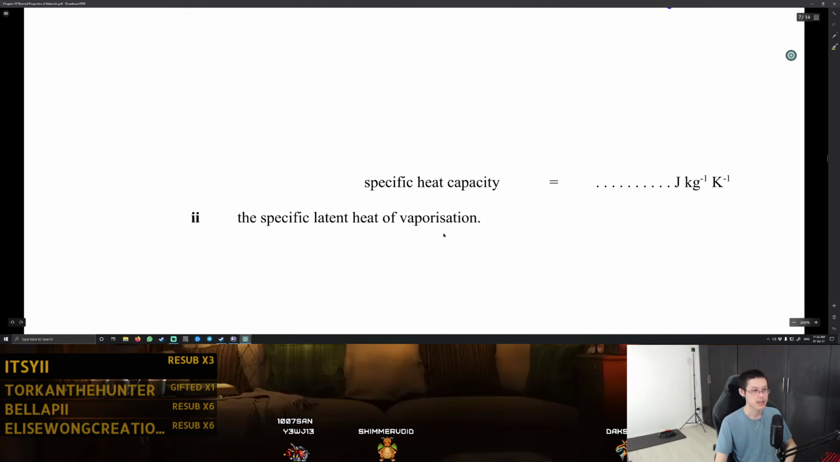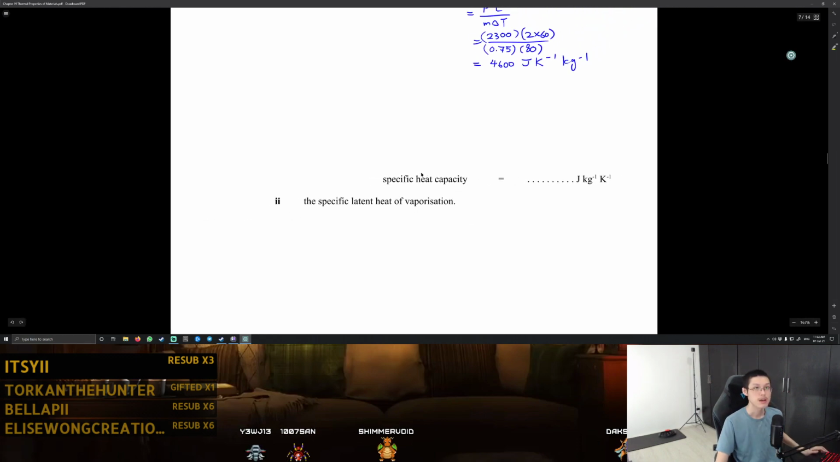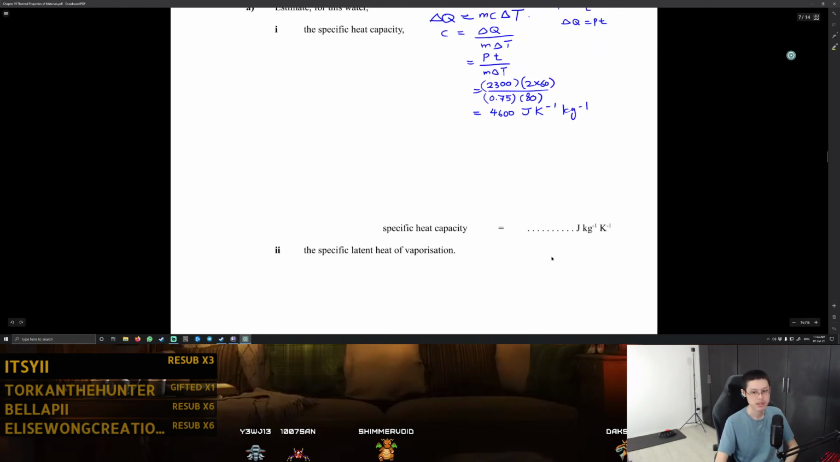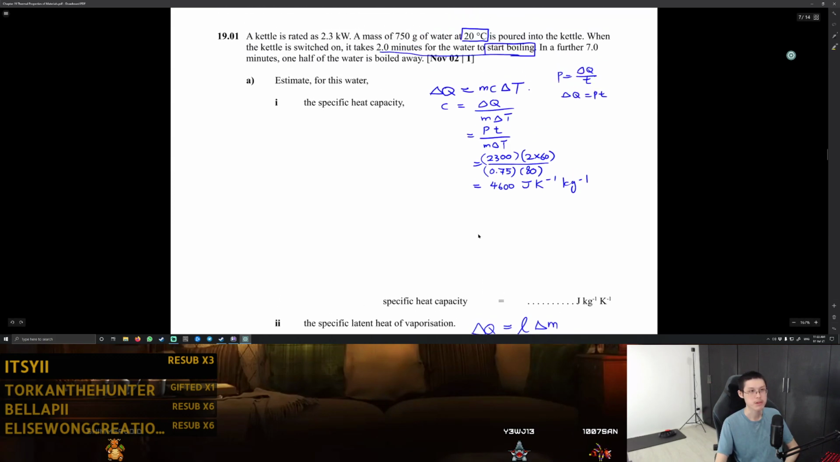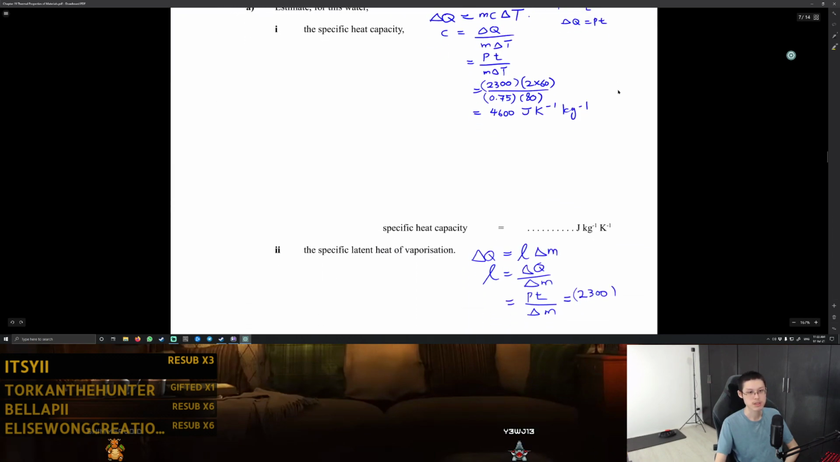Next up, the specific latent heat of vaporization. So how do I find the specific latent heat of vaporization? Well, you just have to use the equation again. Delta Q equals L delta M. So L is going to be delta Q over delta M. Delta Q is going to be PT over delta M. P is going to be 2,300. T again, T is the time taken for it to boil. So in a further 7 minutes, that's 7 times 60.